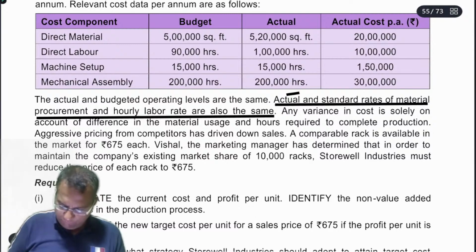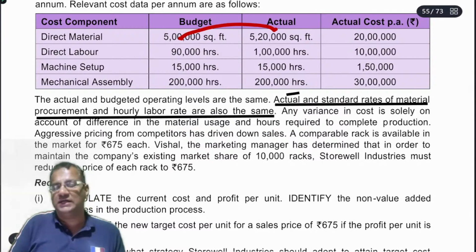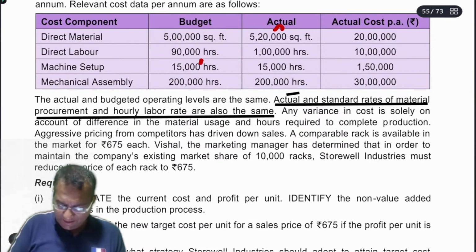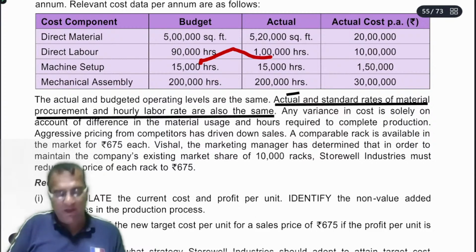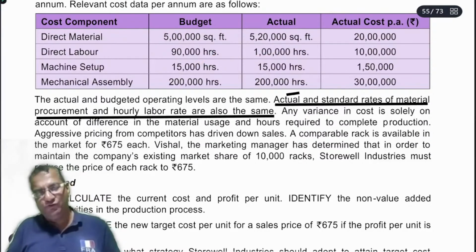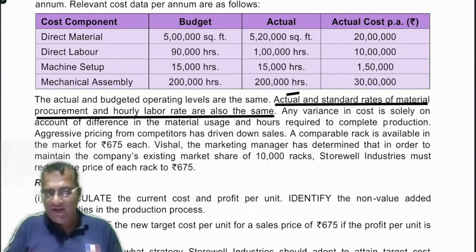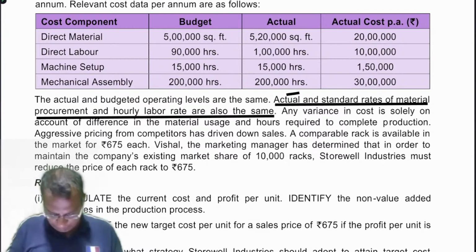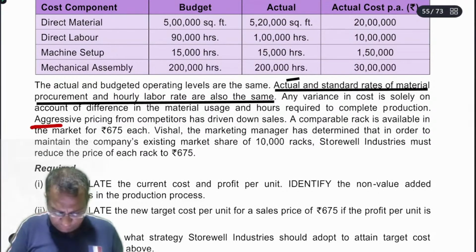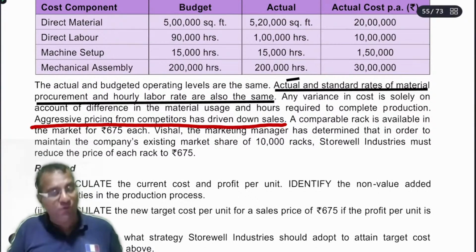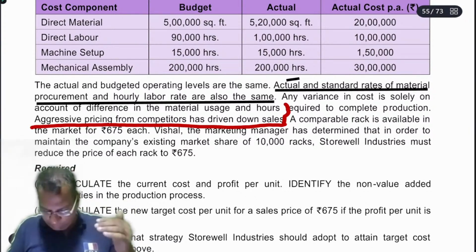चलिए बेटा आगे. तो यहाँ पे इन्होंने आगे दिया भी है, any variance, that is any difference, is due to मटेरियल यूसेज एंड आवर्स. लग भी रहा है 5 लाख और लगना था, लगा है 520, 90,000 आवर्स वर्क होने थे, हुए हैं 1 लाख. So the variance will relate to material usage variance and the labor efficiency variance. Aggressive pricing from competitor have driven down sale. कॉम्पिटिटर ने एग्रेसिव प्राइस किया जिस कारण हमारा वॉल्यूम कम हो रहा है.